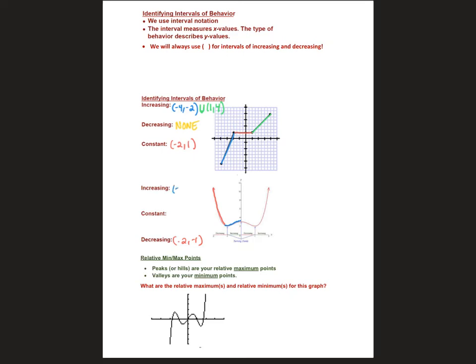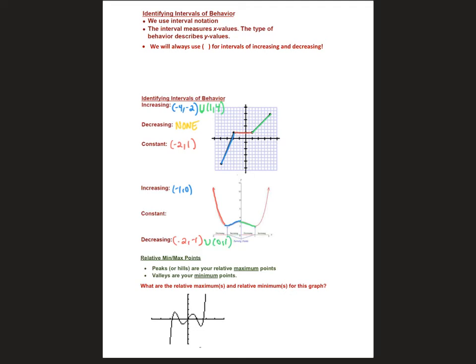So we'll say that's from -1 to 0. And then the next part of my graph, as x gets bigger, my y values are getting smaller, so that part of the interval is decreasing from 0 to 1. So we'll put union 0 to 1.